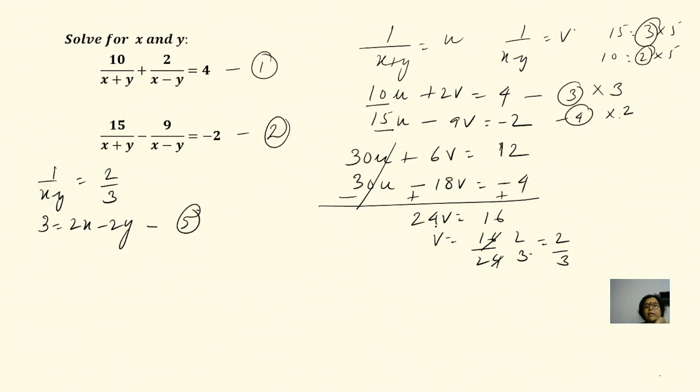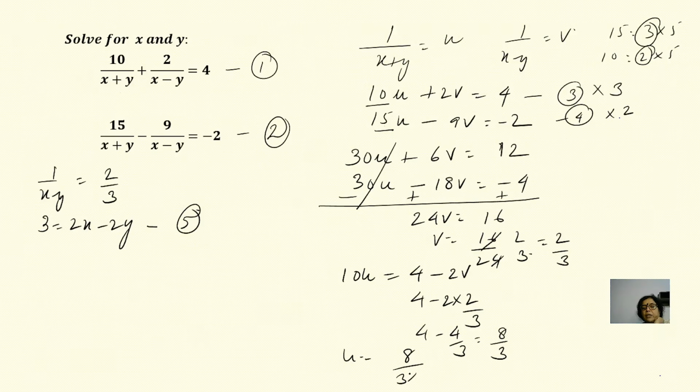Then we find out the value of u. So we get the value of v as 2 by 3. If I take the first one, then 10u is equal to 4 minus 2v. That is 4 minus 2 into 2 by 3. So 4 minus 4 by 3, that is 12 minus 4, that is 8 by 3. So u we get as 8 by 3 into 1 by 10. 2 fours are 8, 2 fives are 10, that is 4 by 15. So 1 by x plus y we get as 4 by 15. Cross multiply, you get here 15 is equal to 4x plus 4y. This is equation number 6.